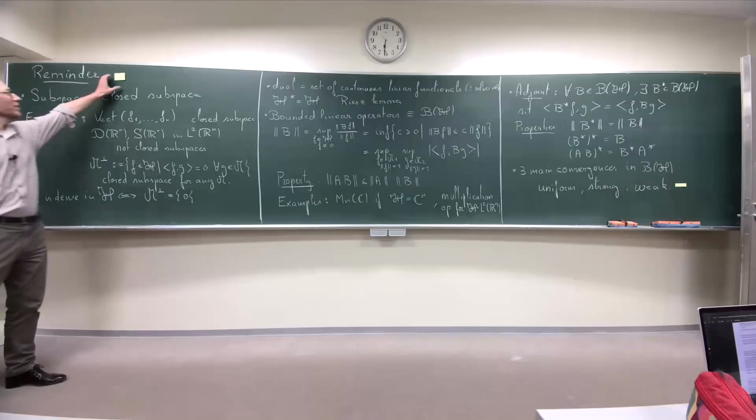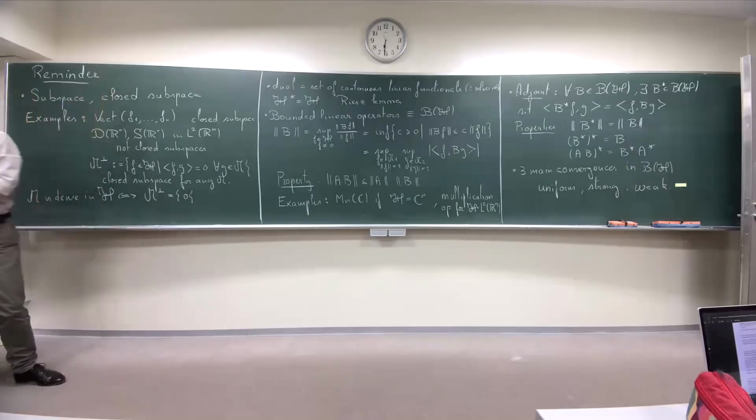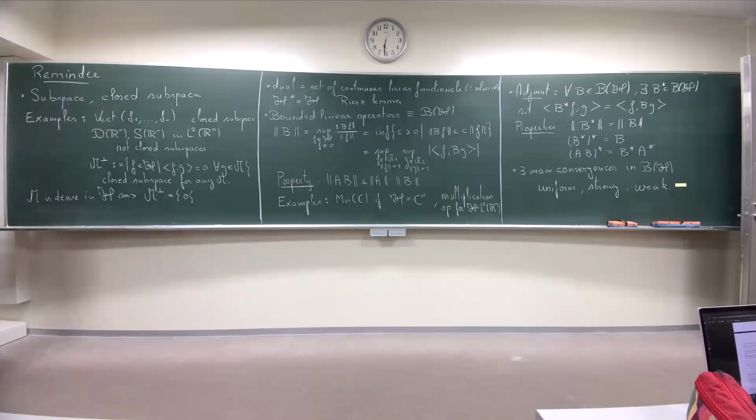Right. So let me recall what we have done last week. We are now in chapter 3. Chapter 3 is about Hilbert spaces and operators on Hilbert spaces. I told you it's a generalization of what you can do on Cn. Or if you don't like Cn, you can think about Rn.